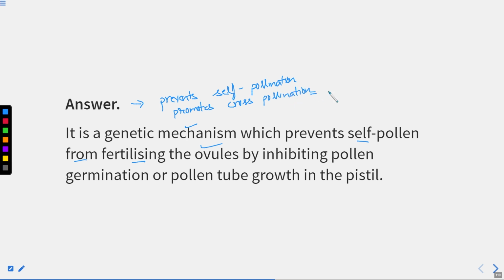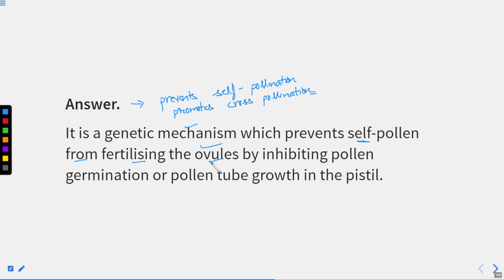Okay, so it prevents self-pollination. What is self-pollination? It is when the pollen from the anther is transferred to the stigma of the same flower, or of another flower on the same plant. Now there is a prevention of self-pollination from fertilizing the ovules.